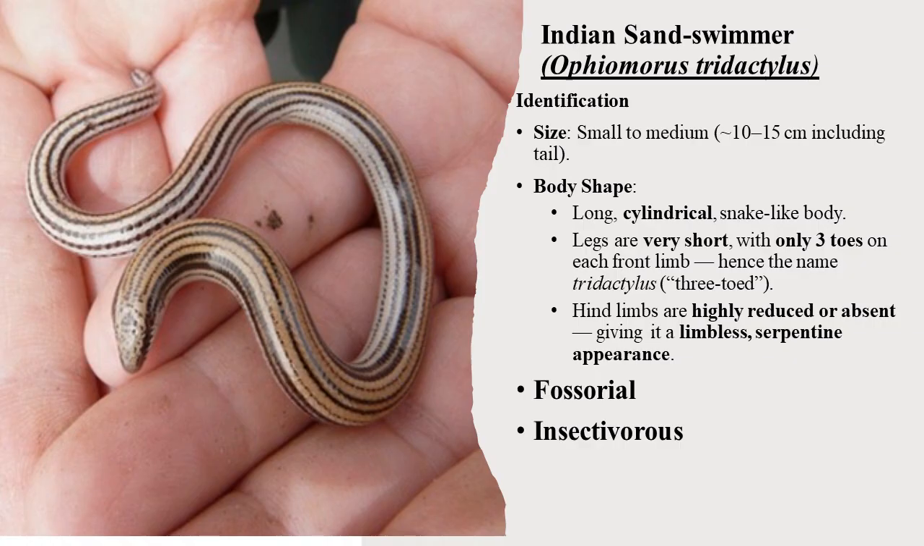Indian sand swimmer, also a skink, small to medium size, body long, cylindrical, snake-like, legs are very short, with only 3 toes on each front limb, hind limb highly reduced or absent, giving it a limbless serpentine appearance. These are also fossorial and insectivorous.